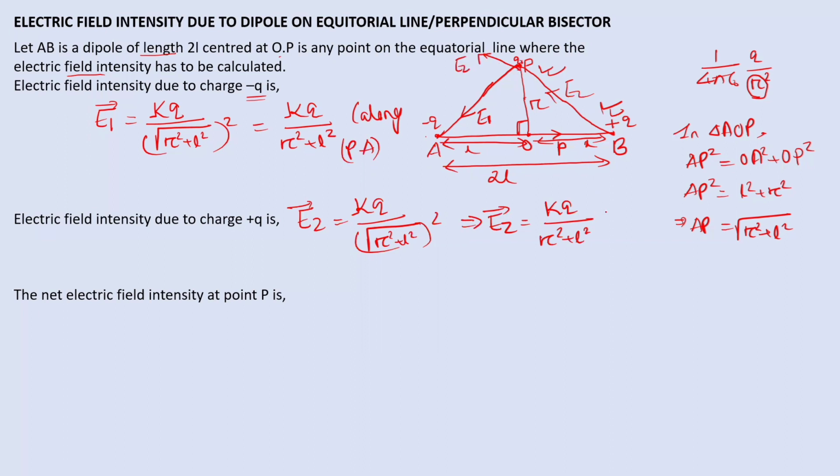So this is along which direction? Along BP. Clear? So we have written electric field intensity E1 and E2. Now when we see this, you are having E2 in this direction, E1 in this direction. So you're having vectors. We can use the vector properties, right? So when we use the vector properties, we will see that the dipole and this line AP make an angle theta, right?